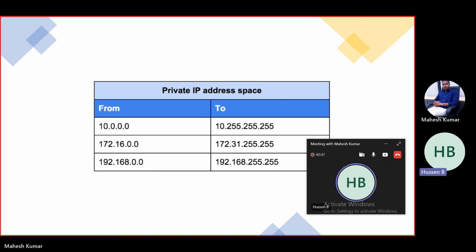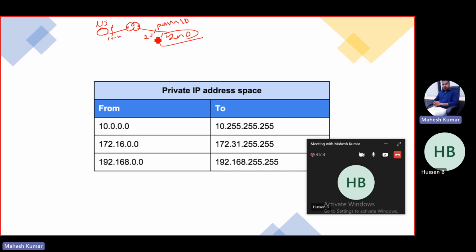Yes, sir. Now let's suppose you are having one branch in the US and one branch in India. Both the branches are connected through the internet, and they're connected by using a public IP. Let's suppose 1.1.1.1 on this side and 2.2.2.2 on the other side.